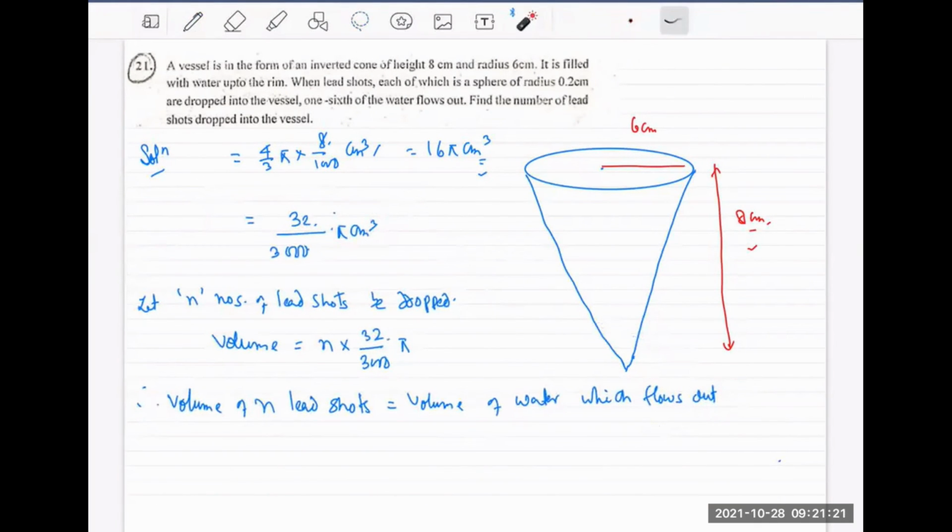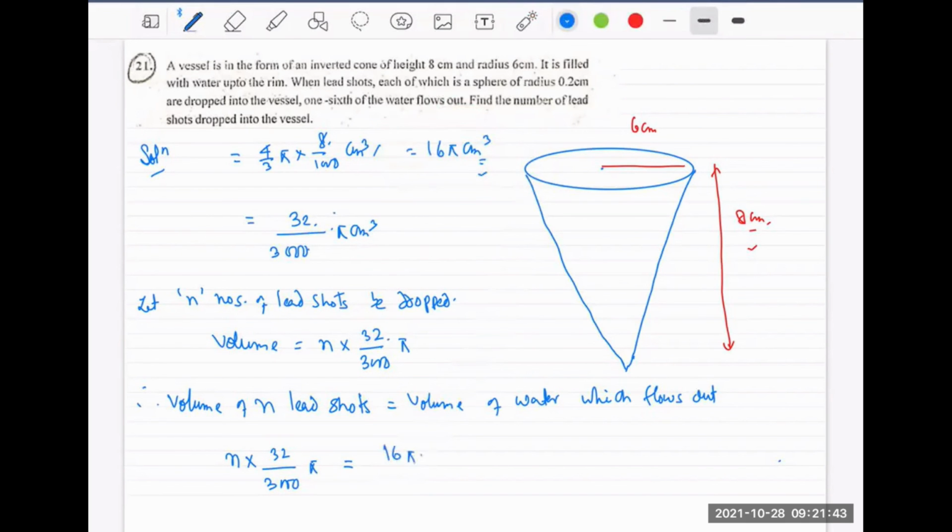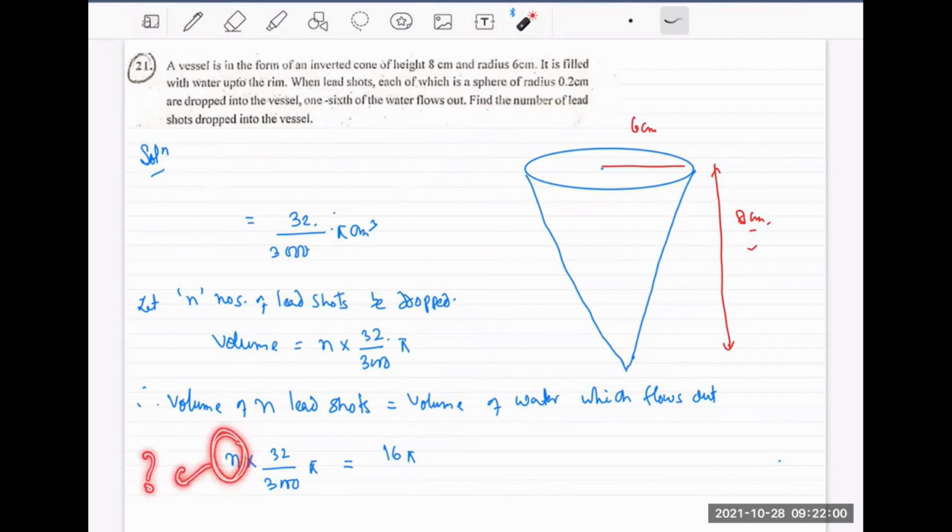Okay, now, how much is the volume of n lead shots? It's here, right? This value. So you put it down here, n into 32 by 3000 pi is equal to volume of water which flows out. Where is it? It is this value right here, isn't it? This value, so you put it down. So we will have 16 pi centimeter cube. What's our goal then? We want to find the number of lead shots. Where is the number? The number is n. We need to find out how much is n.